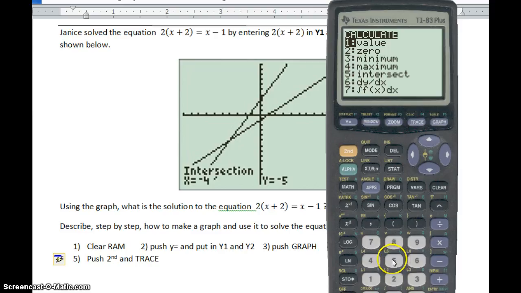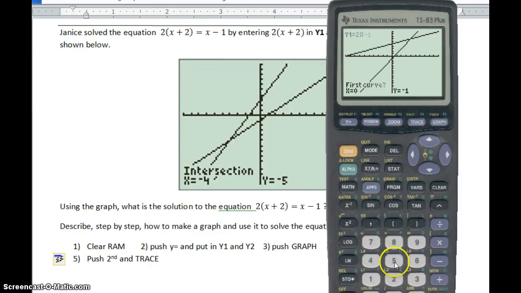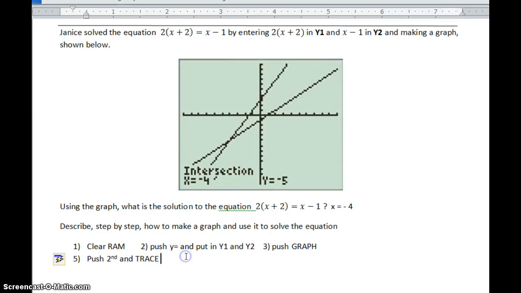And then I want option number 5 for the intersect. So I can push 5 or I can scroll down and then enter, enter, enter, and it will give me the intersection. So let me write that down. Second and trace, then 5 for the intersect, and enter, enter, enter. All right, so those are the steps for making a graph and using it to solve an equation.